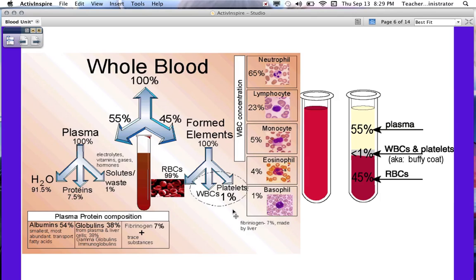And so if you were to put blood in this special machine called a centrifuge, you could actually separate it out into its different parts. And so the red cells are the heaviest, and so they're more dense. They're going to collect at the bottom. Then your white blood cells and platelets are going to collect in the middle, and then the liquid portion will be sitting on top, and that's the plasma.